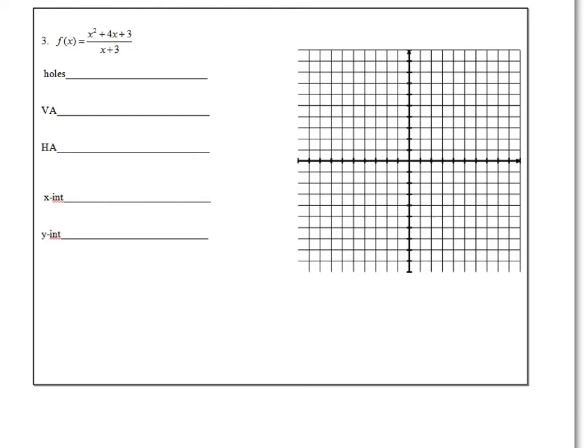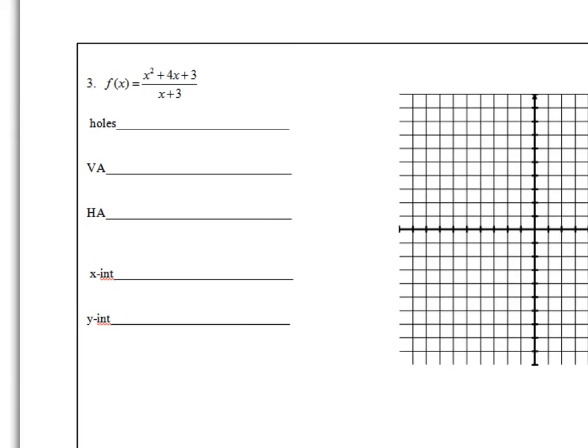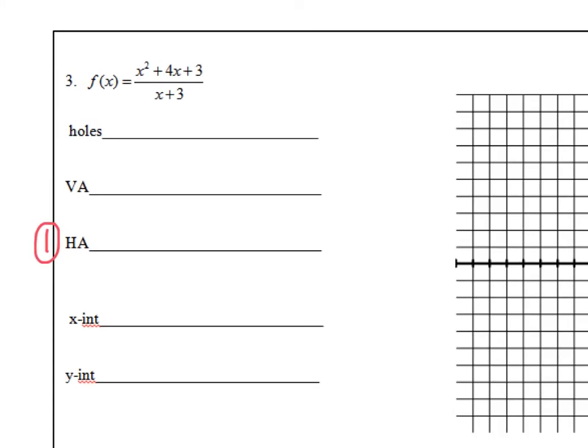Moving on to our third one. So again, hopefully by now we're recognizing that we're going to start with our HAs. We're looking for our degrees here. The highest degree on top is a 2. The highest degree on the bottom, well, there's just an x, so we know it has an invisible exponent of 1. So the degree is bigger on top. Anytime the degree is bigger on top, the answer is none. There is no HA, so we don't even need to draw it on the graph.